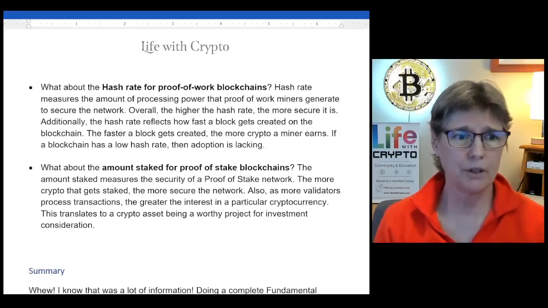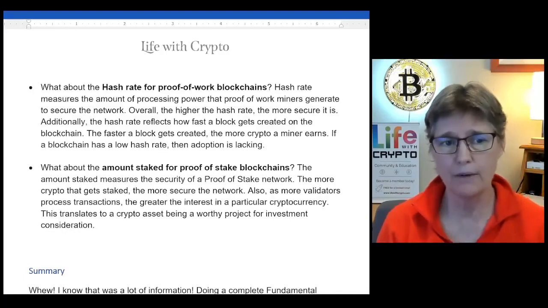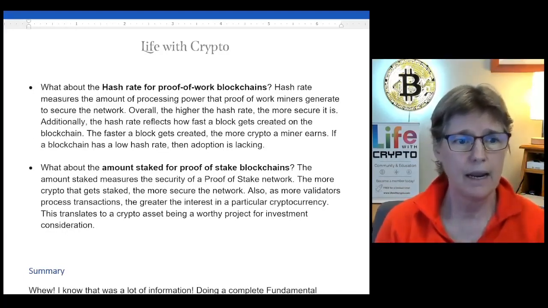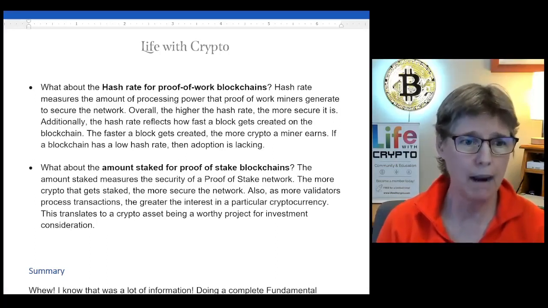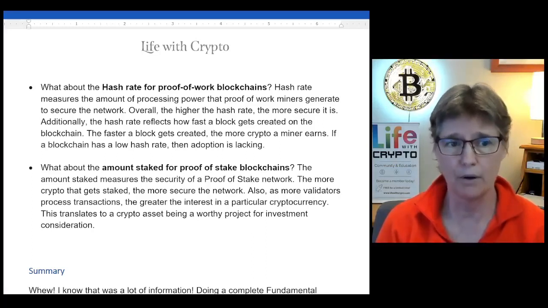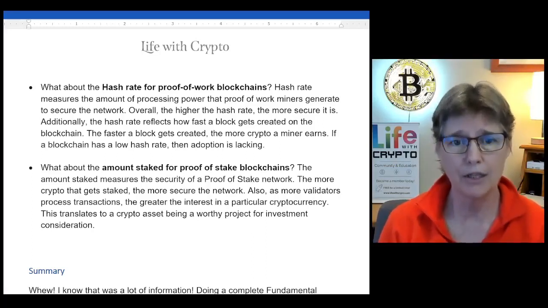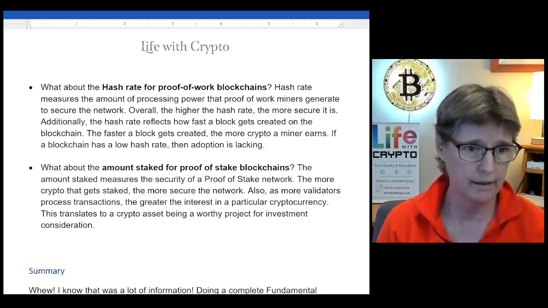Another blockchain metric to consider is the hash rate for proof-of-work blockchains. Hash rate measures the amount of processing power that proof-of-work miners generate to secure the network. Overall, the higher the hash rate, the more secure the network is.